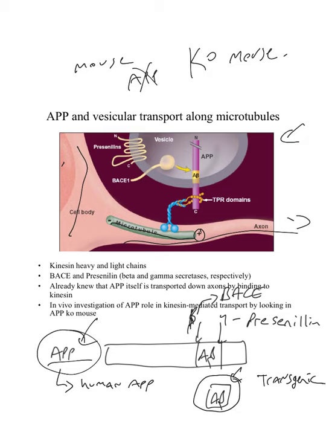And then here's the vesicle with the cargo of interest. Here's the motor protein, kinesin, and here is APP. And what you can see is APP is in the vesicle membrane, and it's linking the vesicle to the motor protein. And that seems to be what APP is doing, at least one of its roles in the nervous system.